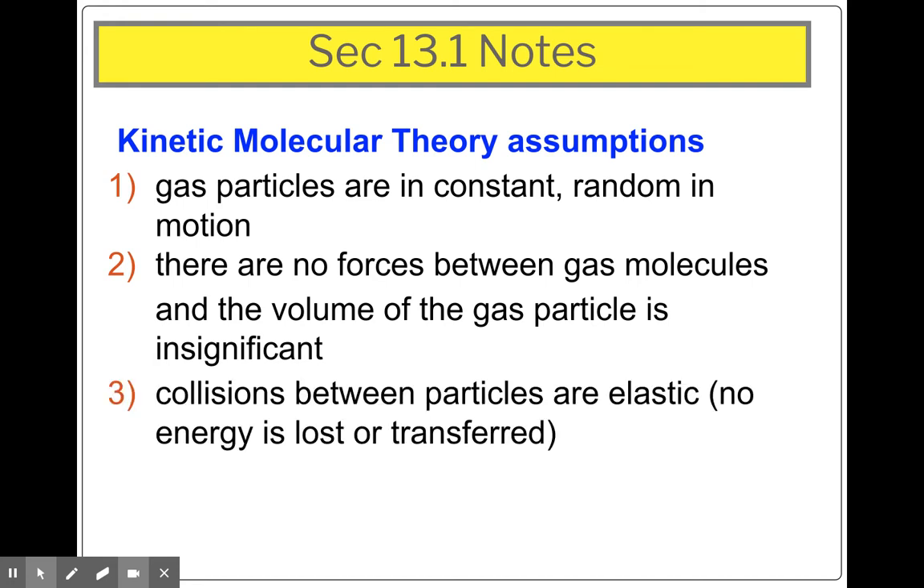And the third assumption is that the collisions between these particles are elastic. And elastic means no energy is lost or transferred. So as these gas molecules are colliding, they're not losing any energy, they're not transferring energy, the collisions are elastic, so they're just bouncing off of one another. So those are three assumptions that we will use for gas molecule movement as we discuss how these variables of a gas relate to one another.